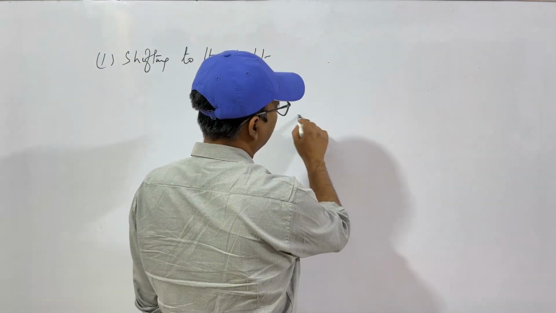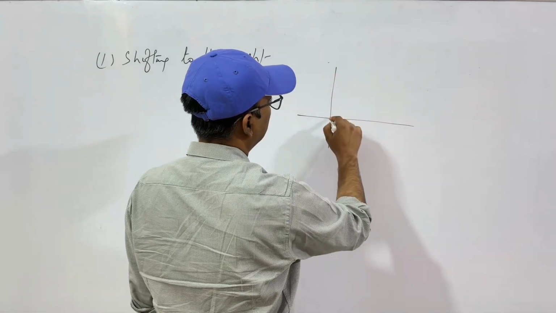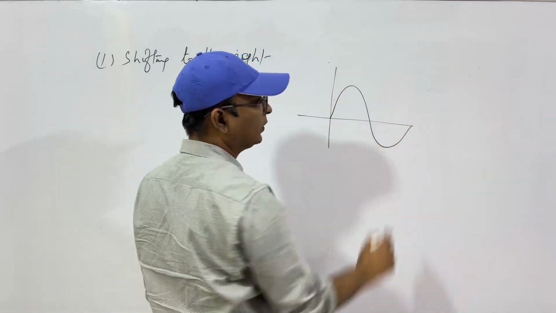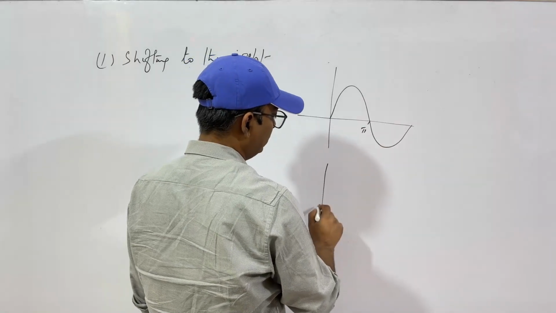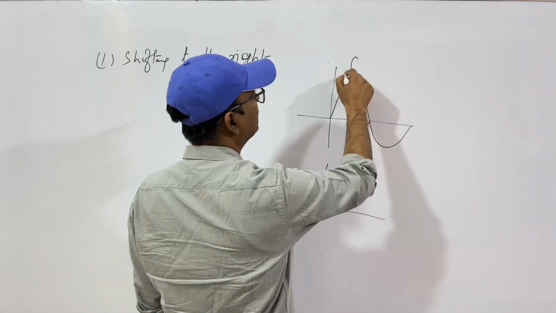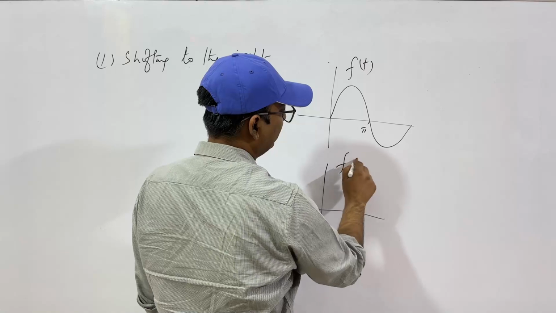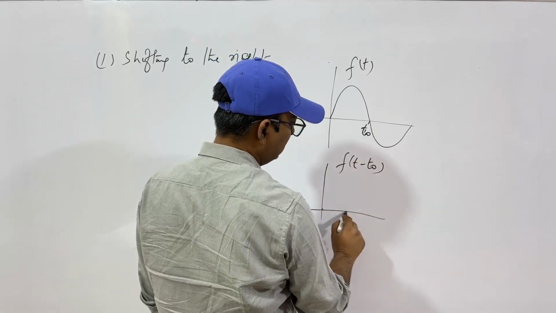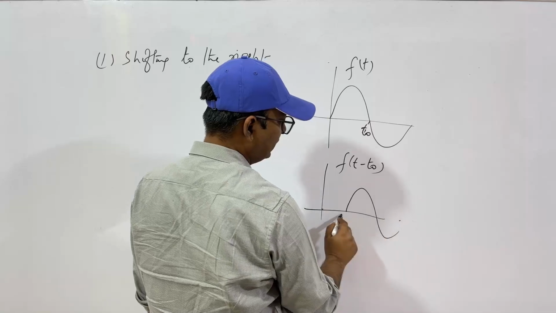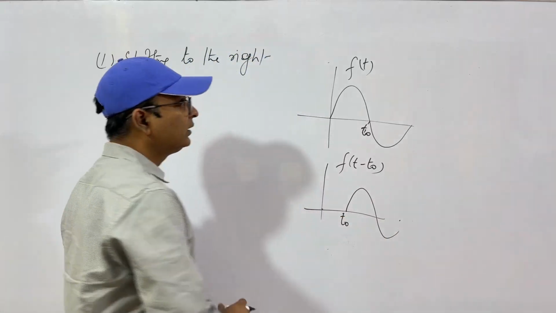Let's say we have this signal, a continuous signal, like this. Let's say this is pi. So if this signal is f(t), you have f(t minus t0). Let's say this is t0, this is shifted to this point, t0. This is shifting to the right.